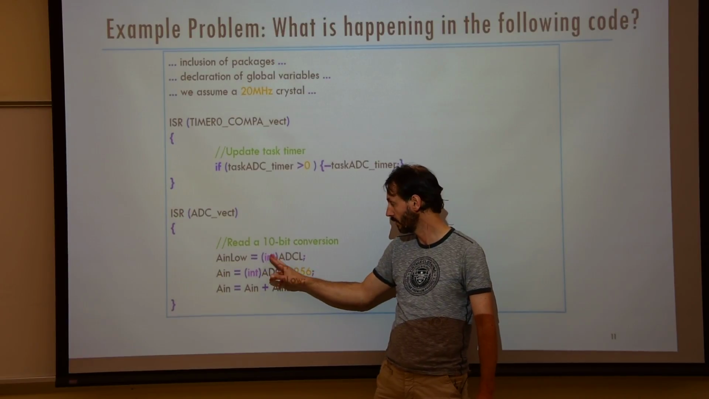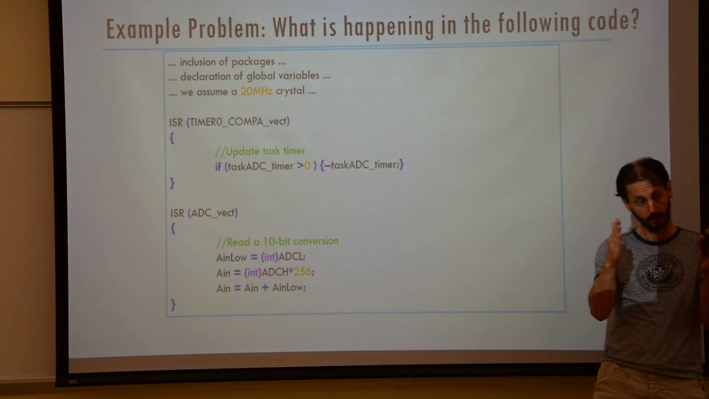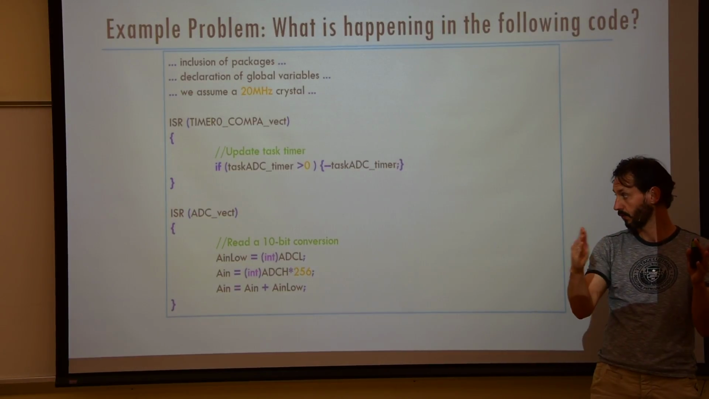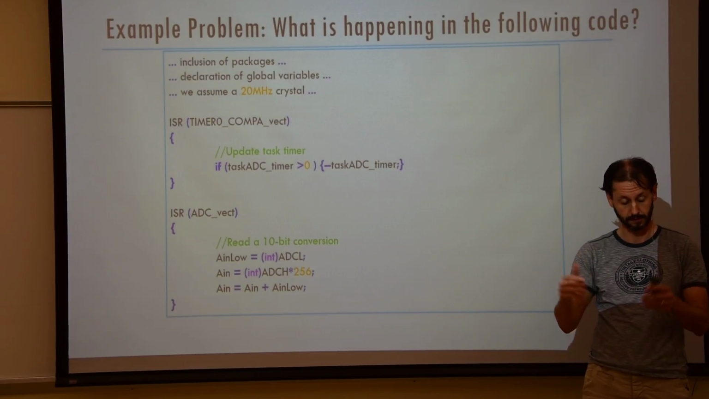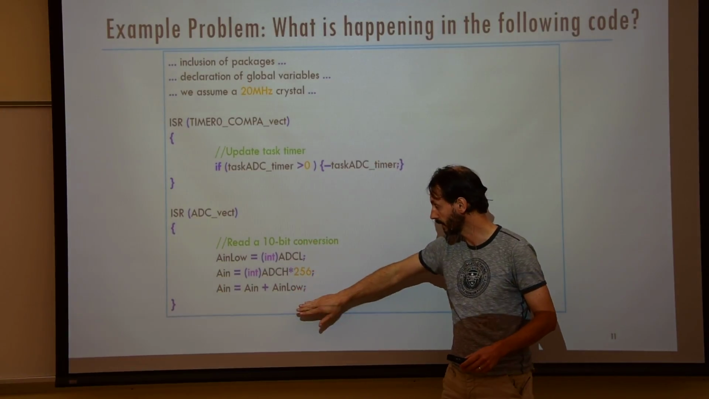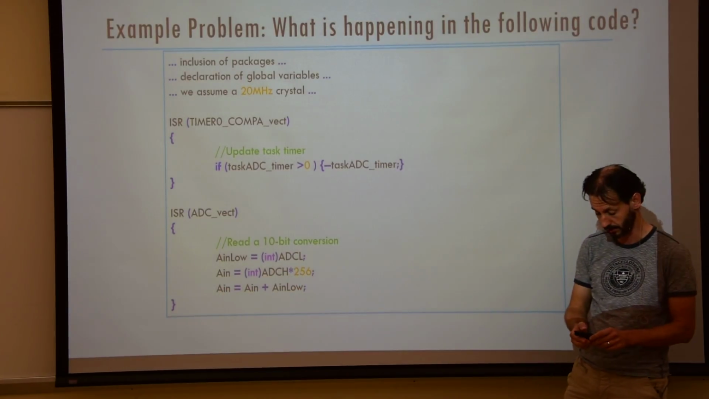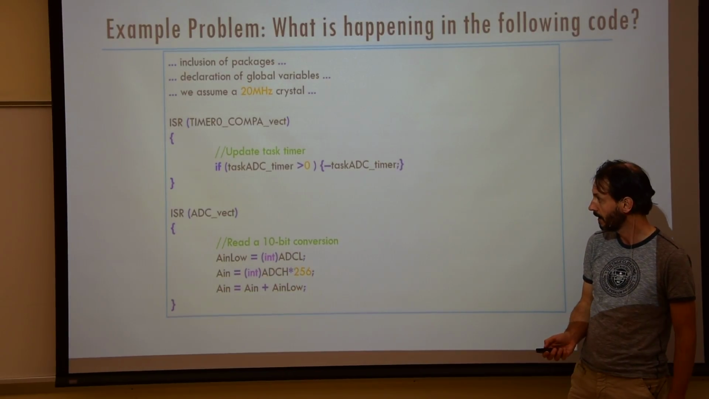And then we can just add those two integers together and have an integer representation of the level at which the voltage is measured. Now we still need to convert this. We can do that in the main program. You can convert this integer representation now into an actual voltage amount.